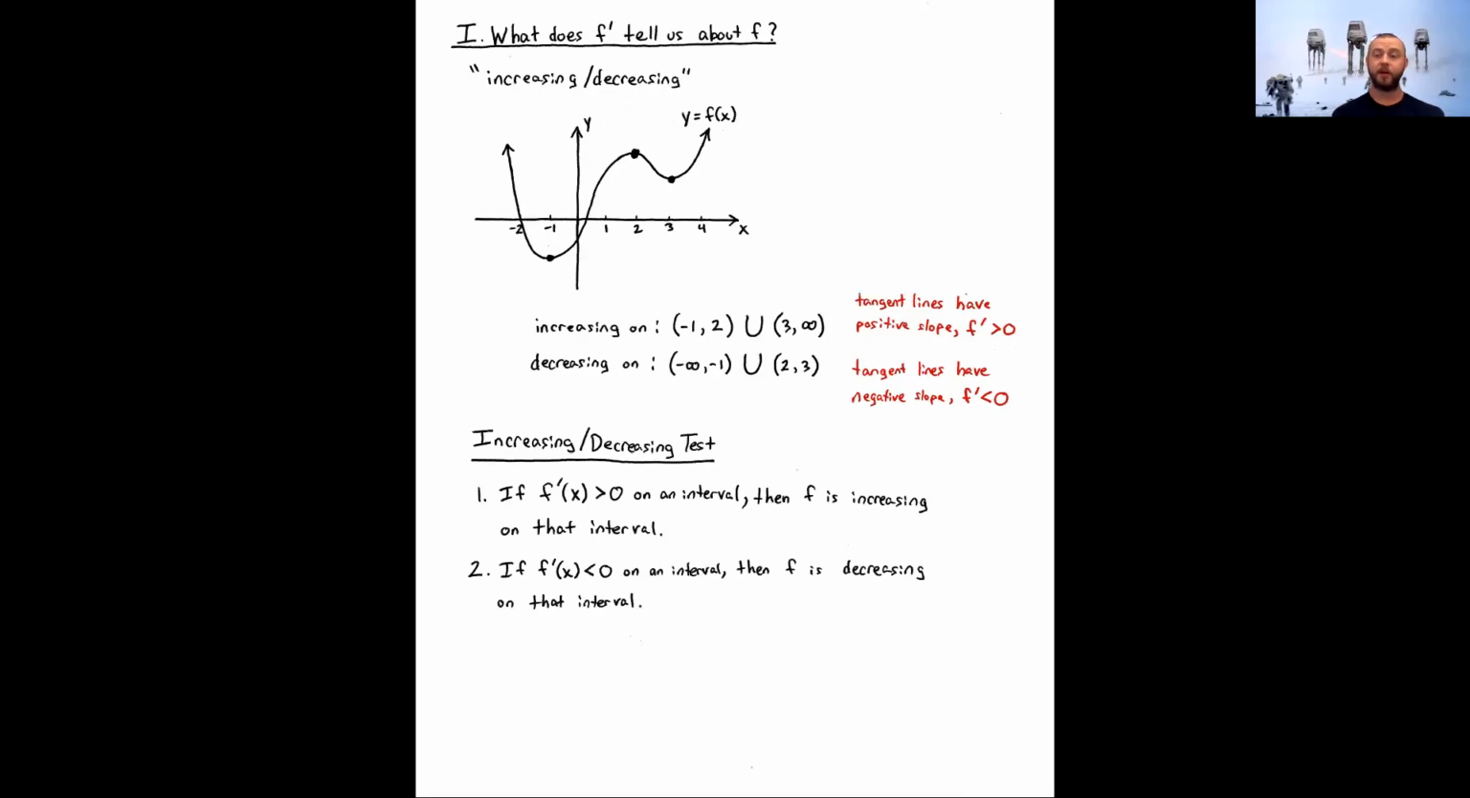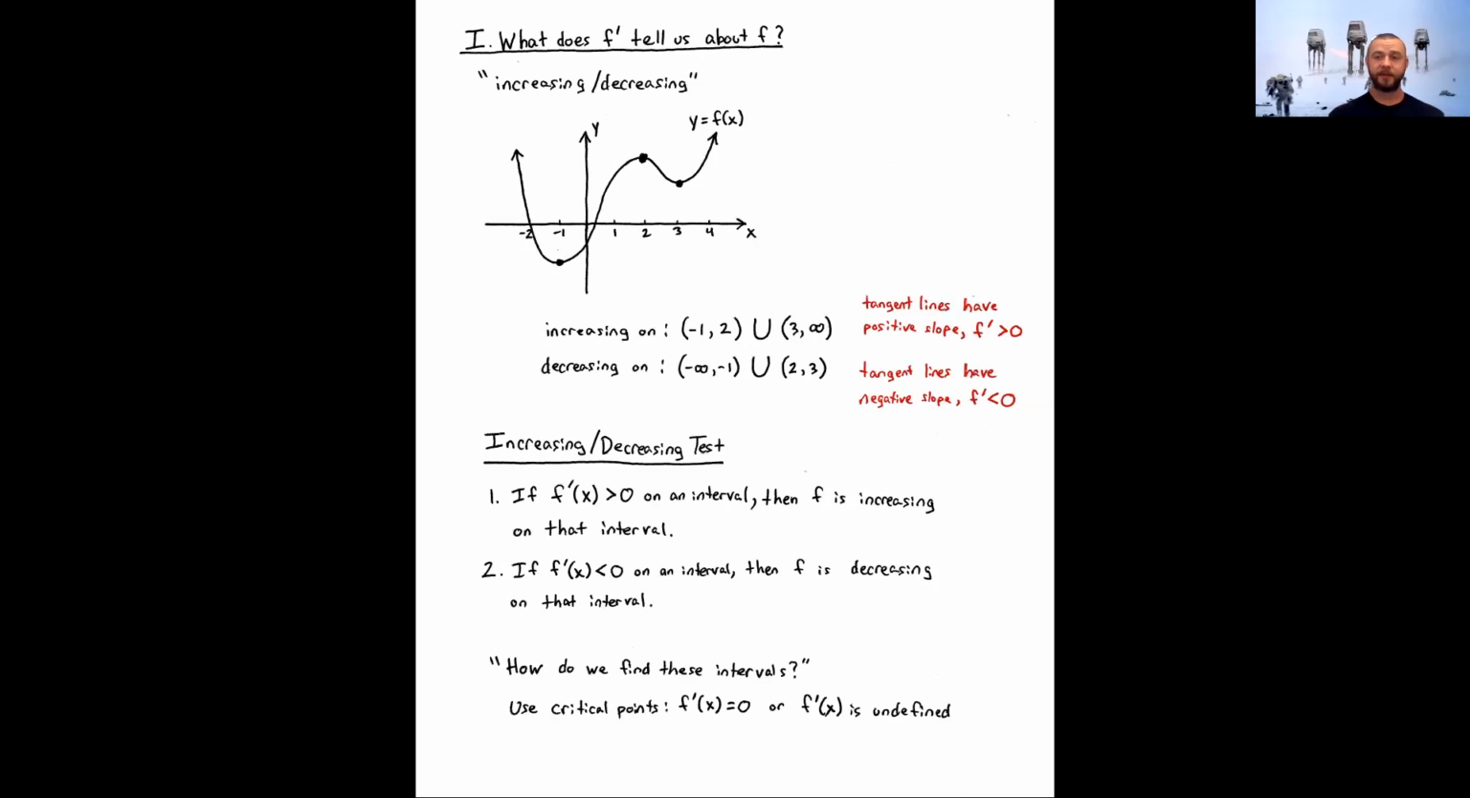So we have our first test here, what sometimes is referred to as the increasing decreasing test, which is really simple. It basically says where the derivative is positive on an interval, then the function is increasing on that interval. And there's a similar result where the derivative is negative on an interval, the function is decreasing on that interval. Now, as simple as this test is to state, there's a drawback. It doesn't tell you how to find these intervals. So for instance, given just an equation, how might we find those intervals as listed above, -1 to 2, 2 to 3, or 3 to infinity.